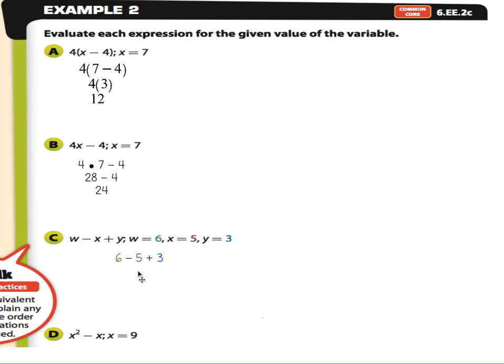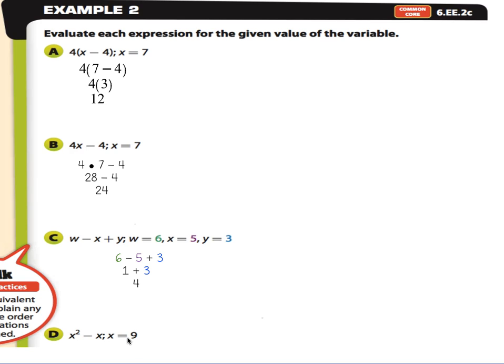Now we follow our order of operations. Again, a big mistake that students make is they do the addition first. That's not the case. Addition and subtraction get done in the same step, so we work our way from left to right. So I subtract first, doing 6 minus 5, which is 1, and 1 plus 3 gives me 4. So the answer in this case is 4.